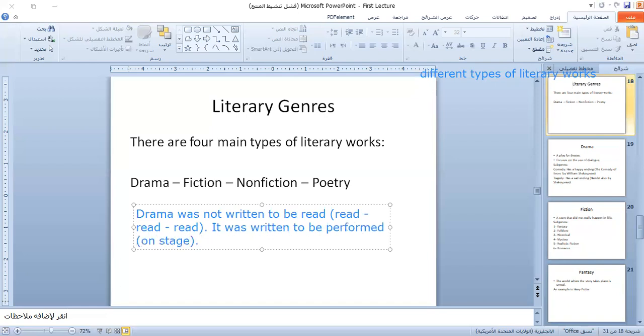Now, the other genre is called fiction. Some say fiction means unreal, but this is a wrong understanding of fiction. We need to distinguish between real and realistic, and how some of the events inside a novel or a story can be real.